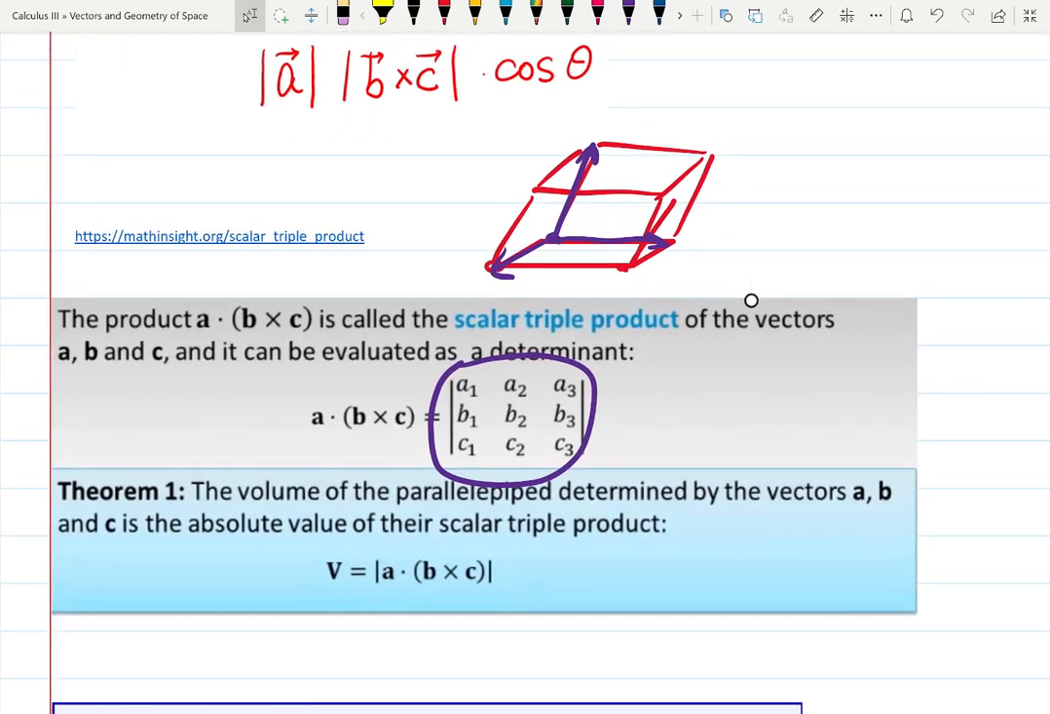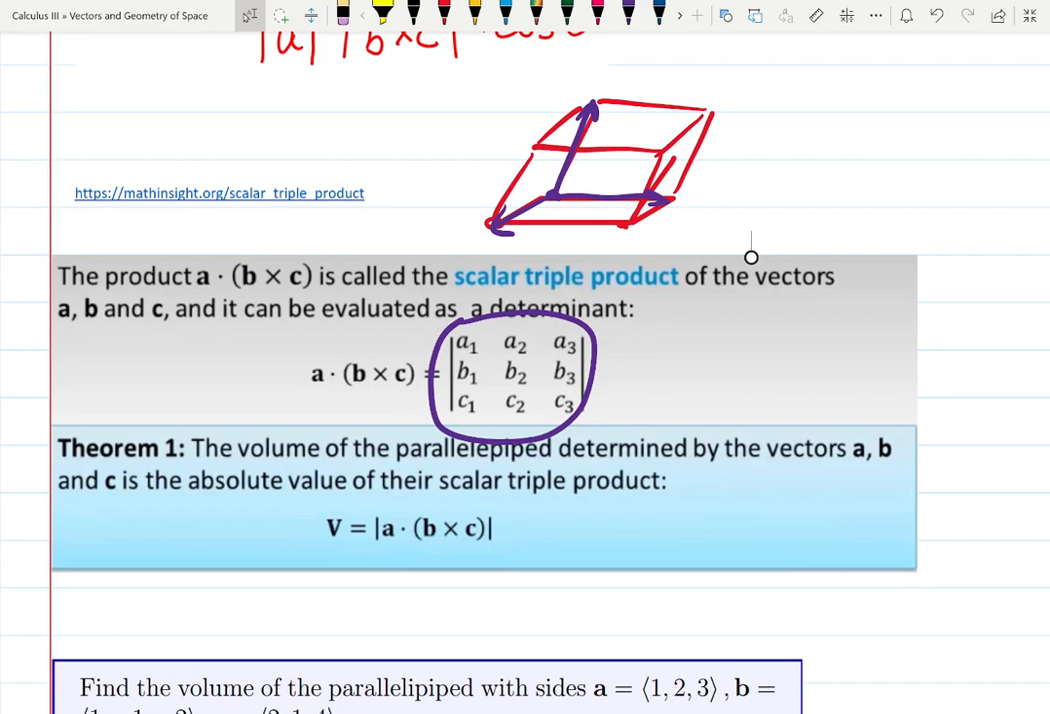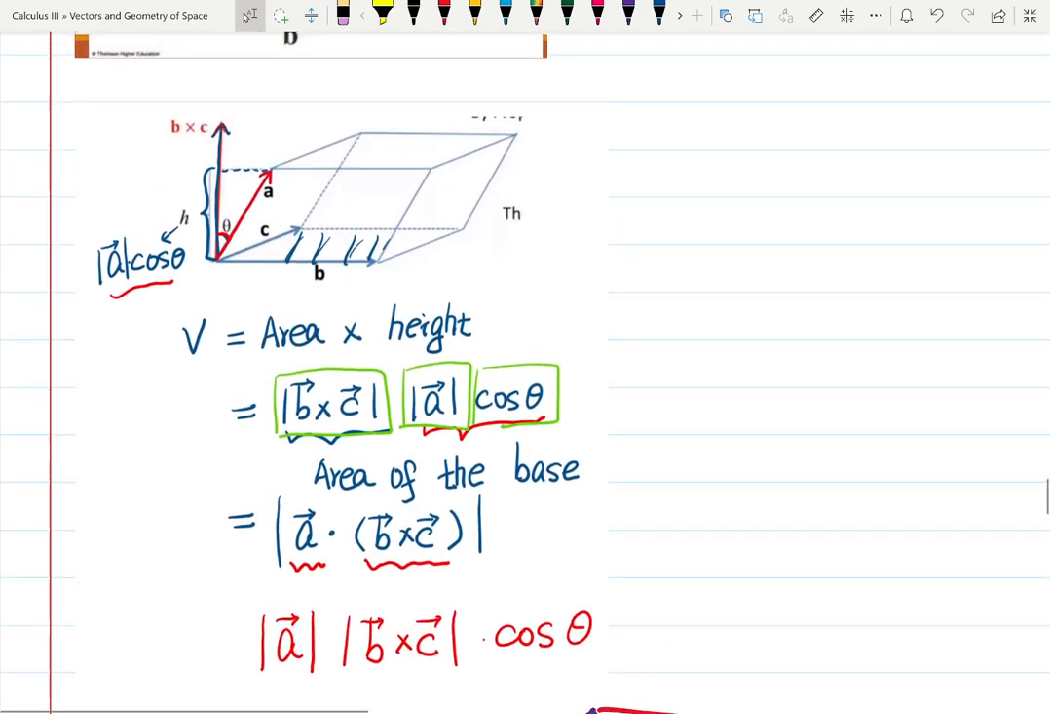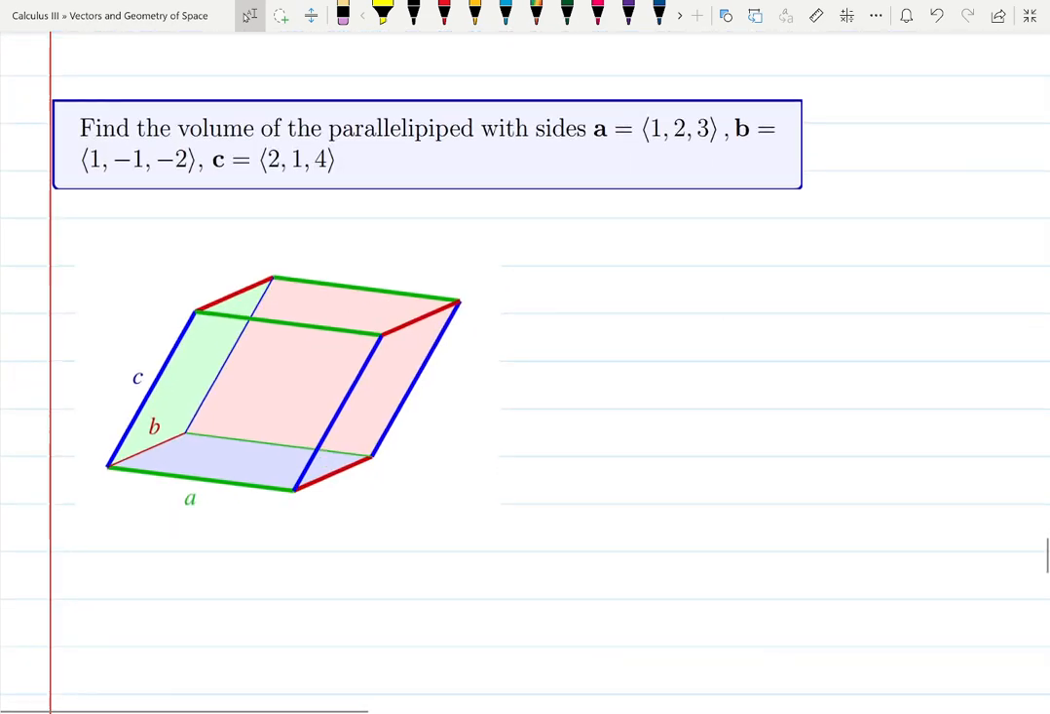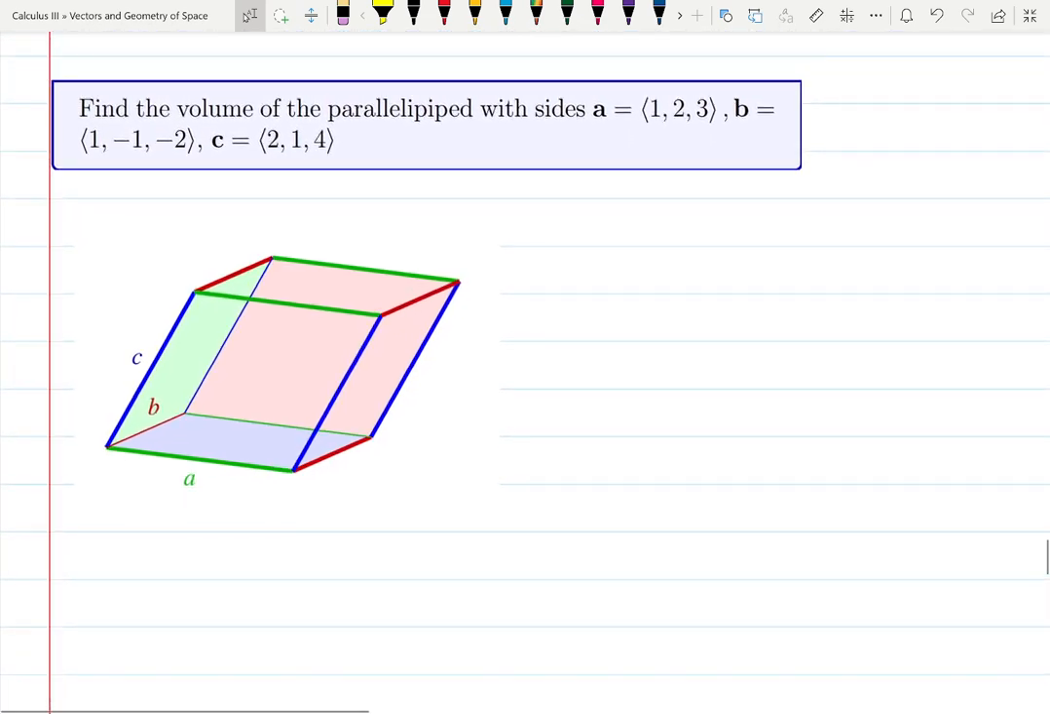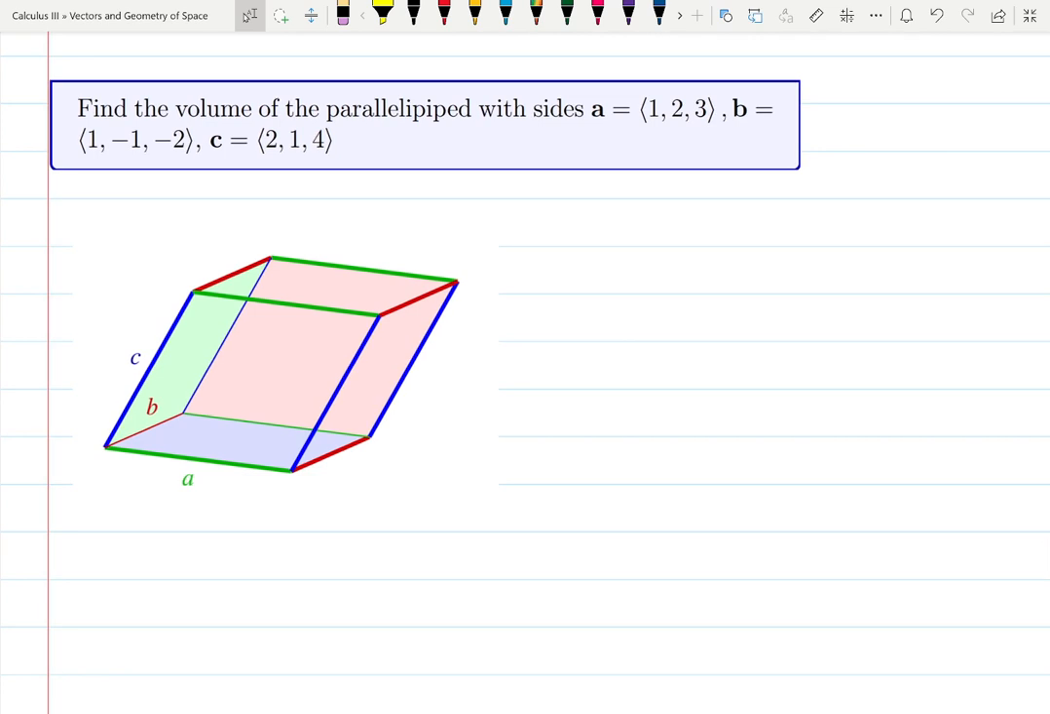The volume of the parallelepiped determined by the vectors a, b, and c. And there's a cute proof how it went that way. You can check it out. I just gave you good notes. So we're gonna do an example a little bit, but what I wanted to tell you is, the volume of this parallelepiped, this is how fast you can do it.